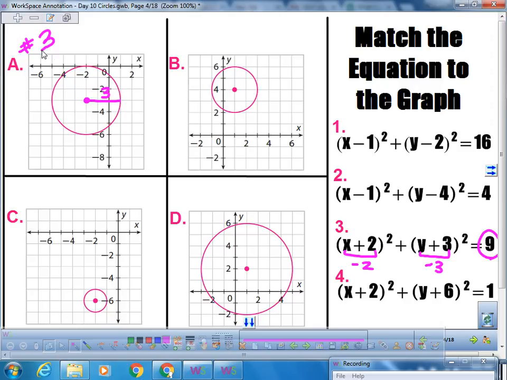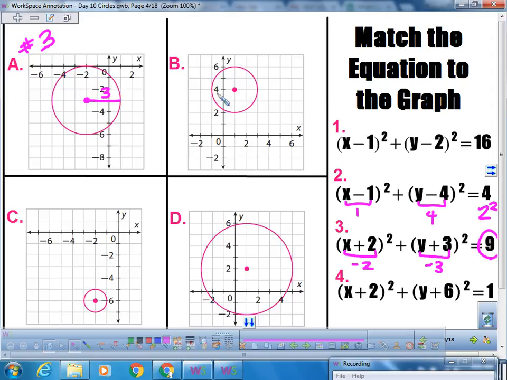What did you guys think about B? 2. So over 1, up 4. Over 1, up 4. And then this would be 2 squared. Let's see if the radius is 2. 1, 2. It is indeed 2.